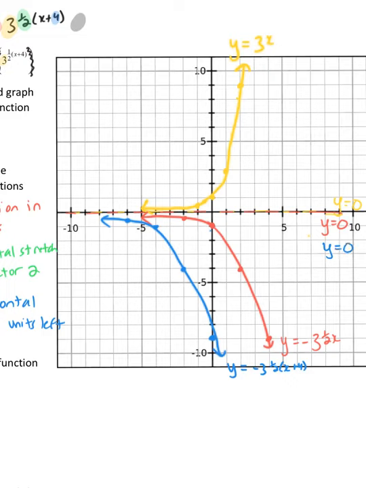So one thing that we should also just quickly talk about is the domain and range. The domain of exponential functions is always x is an element of all real numbers, and the range, now that we have been reflected in the x-axis, the restriction on the range is y is less than 0.